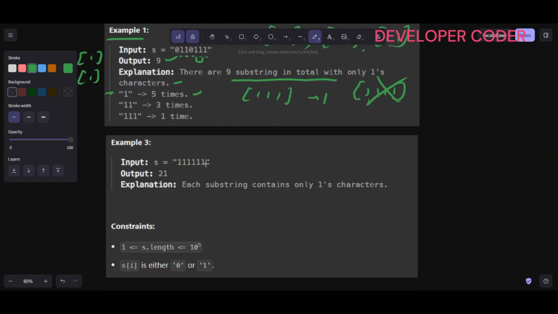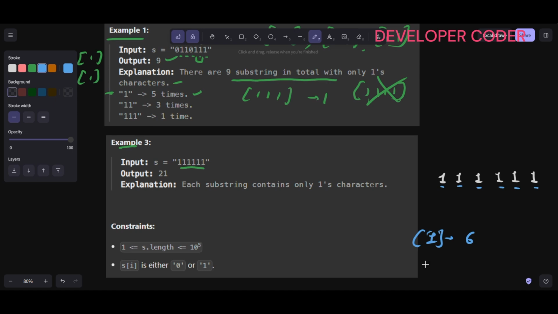Now see this example number 3. Okay, so very good example. Here if you see, we have 6 ones all together. Now here I'm going to derive a few things. 1, 2, 3, 4, 5, 6. We have 6. So how many substrings of one can we form? Just a single one, so let's see that. 1, 2, 3, 4, 5, 6. Okay, done. Clear?